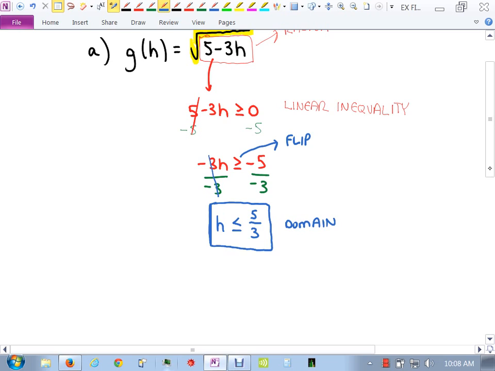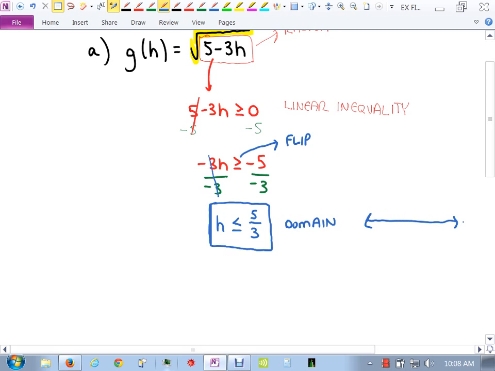Less than. So h, not x, right? H. So if we want this function to work, then it can't have negatives underneath the root. So whatever we feed the function has to be able to handle that. This tells us that the only thing that will work are h values that are less than or equal to 5/3.